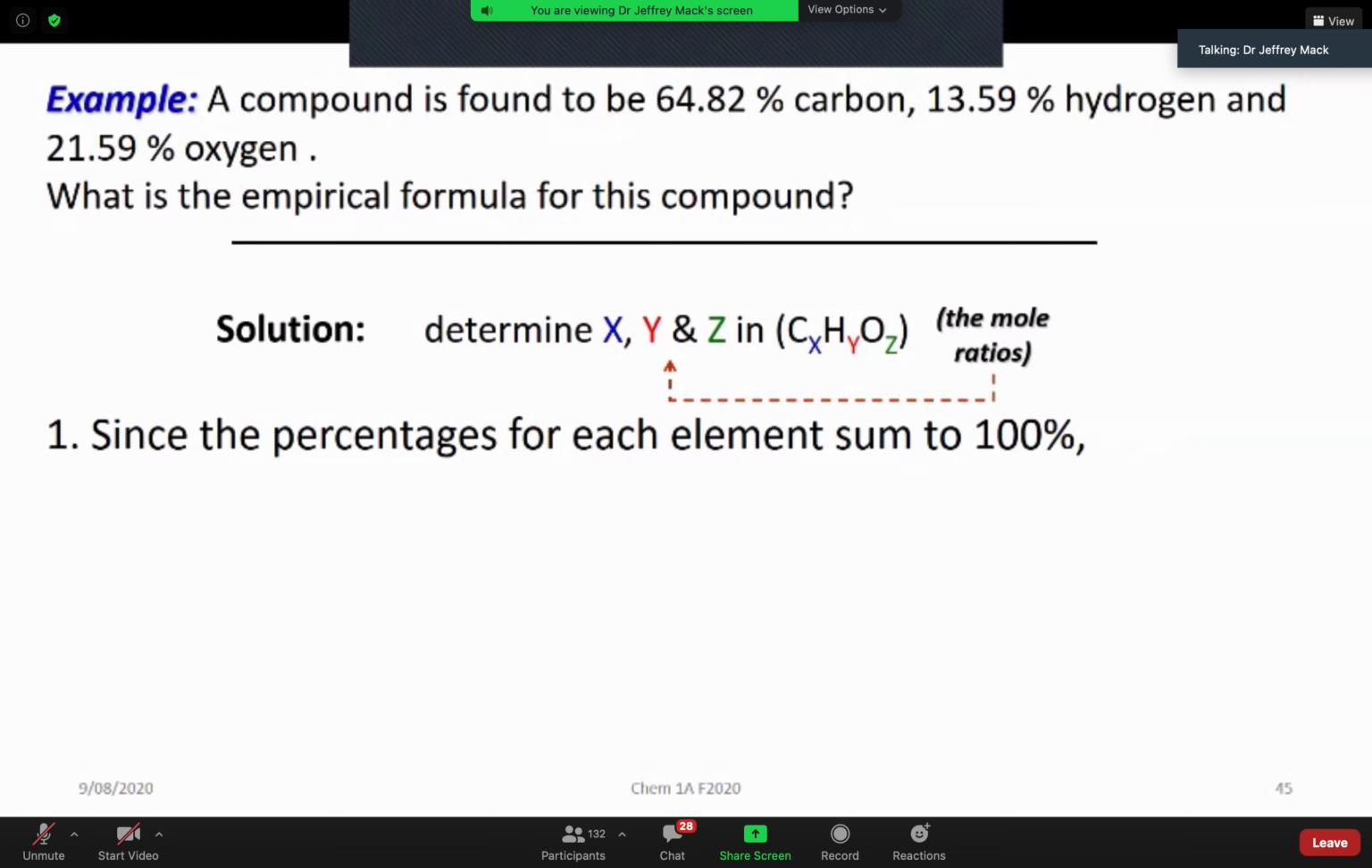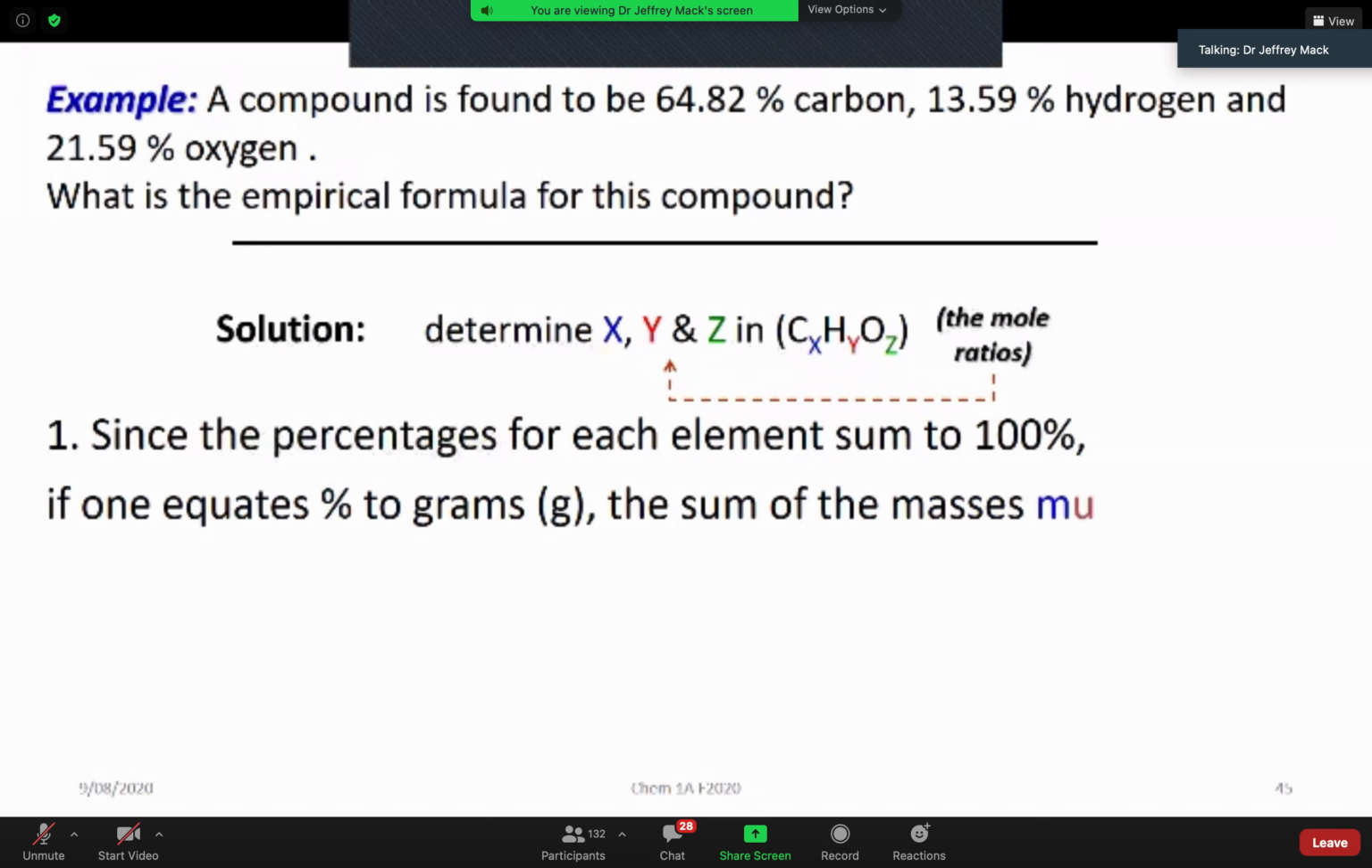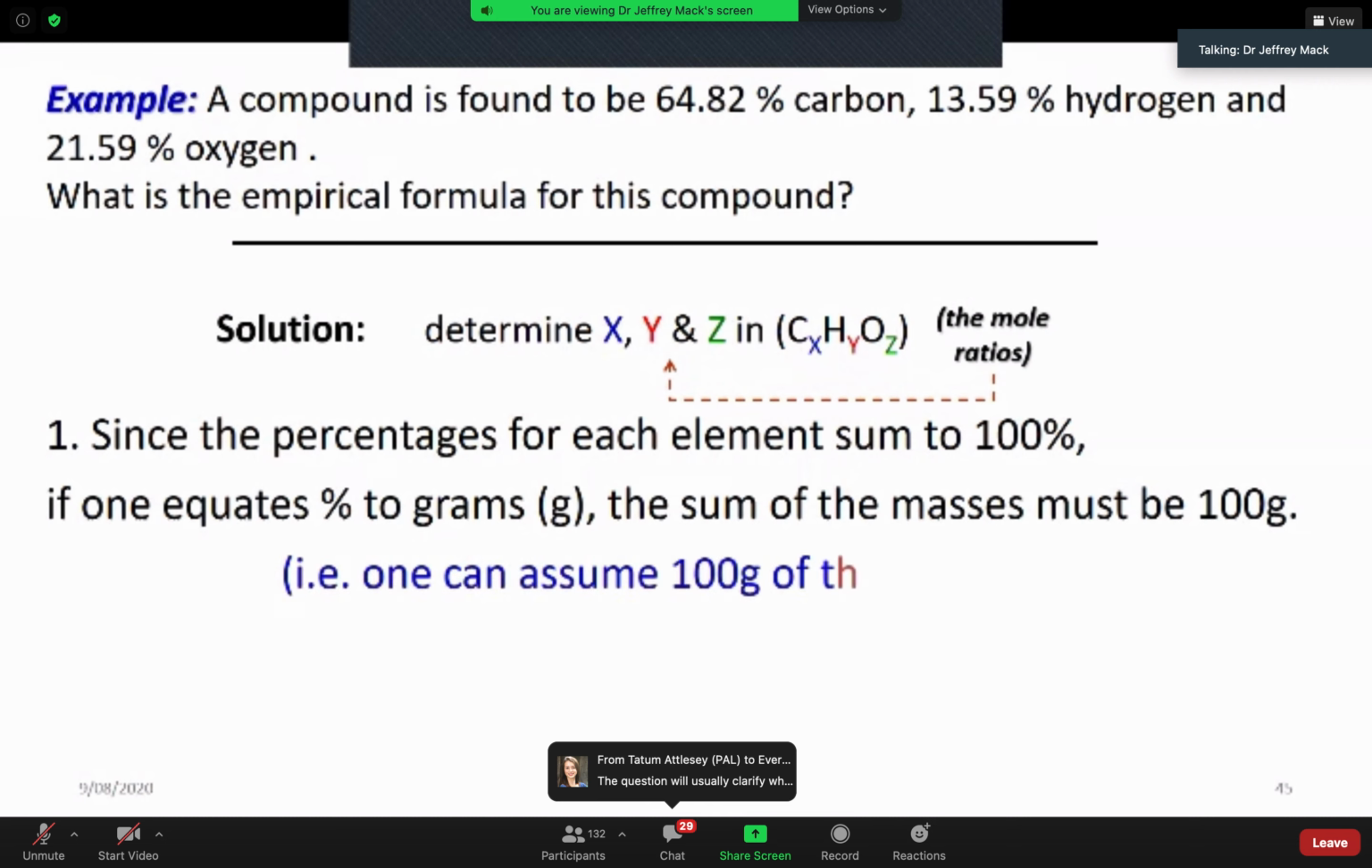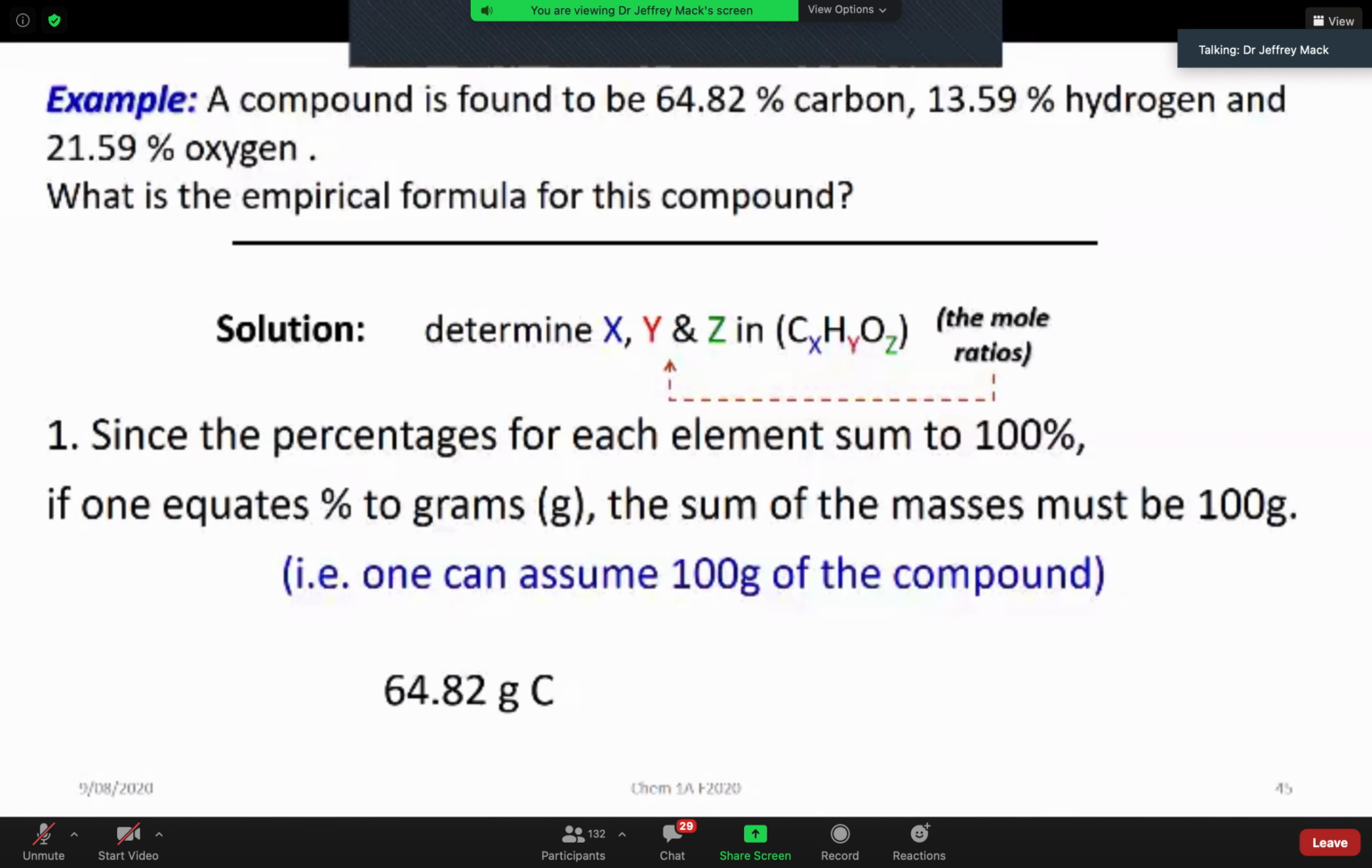To get those mole ratios, let's remember that they have to add up to 100%, right? So if I take 64.82, 13.59, and 21.59%, that adds up to 100. Now, let's say I equate those percentages to grams. Then those percentages as grams must add up to 100 grams, right? In other words, I'd have 100 grams of the compound, which would yield 64.82 grams of carbon. It would yield 13.59 grams of hydrogen, and then 21.59 grams of oxygen.